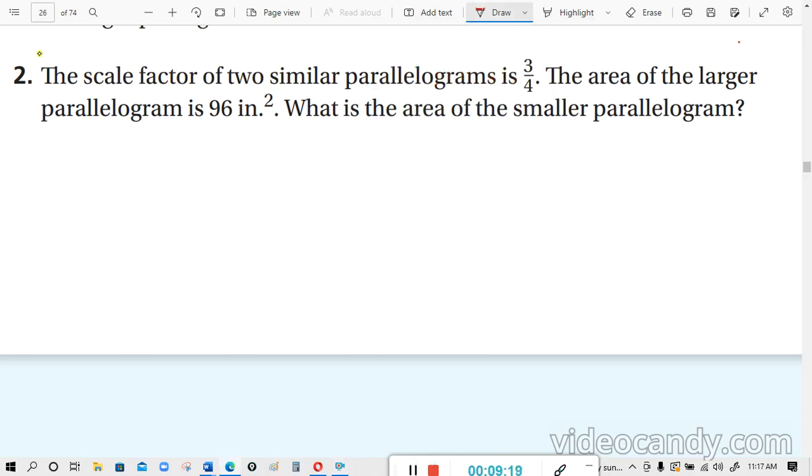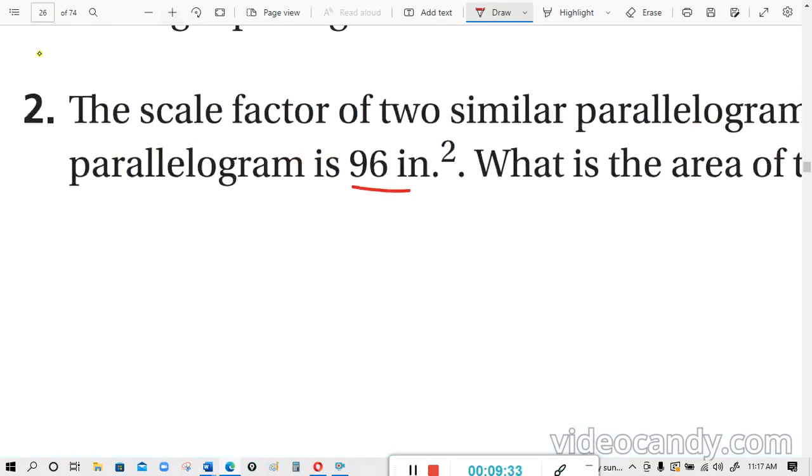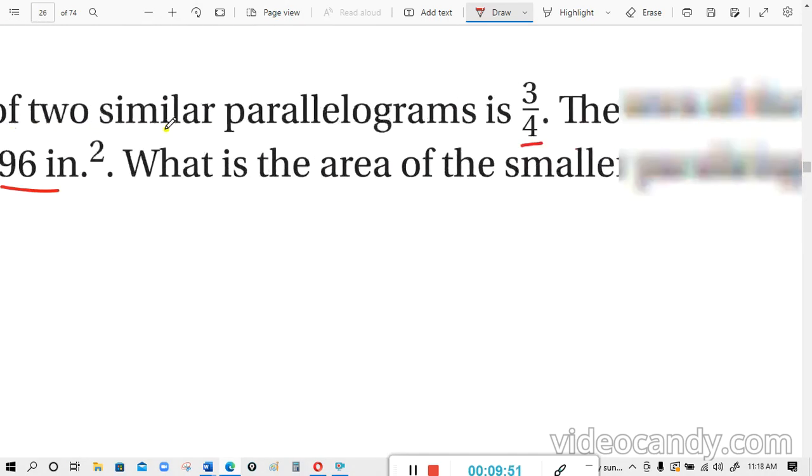It says the scale factor of 2 parallelograms is 3/4. The area of the larger parallelogram is 96 inches squared. What is the area of the smaller? Let's see. First, let's do the ratio of the areas. All you want to do is square the ratio of the side lengths.